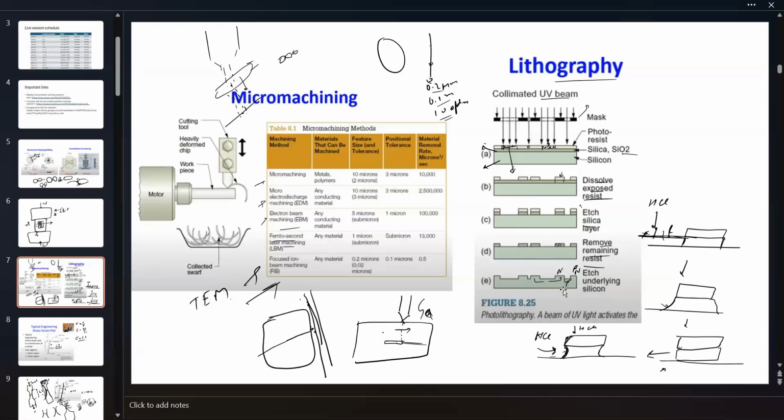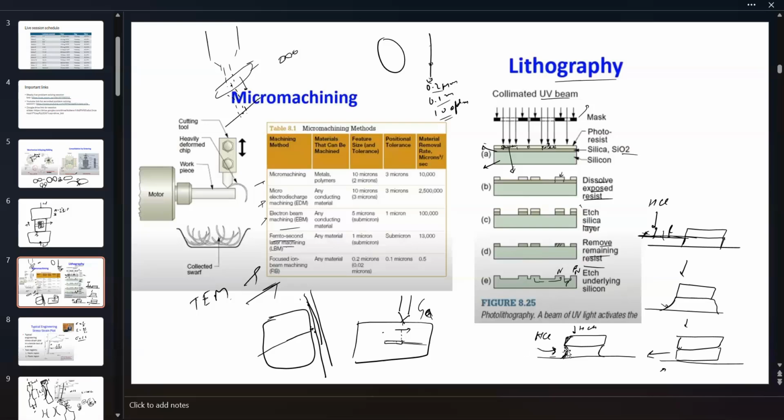And yeah, then again you can use etching to etch the underlying silicon, which again, the silicon oxide layer is protecting silicon, and as for the exposed silicon, you can etch it away.